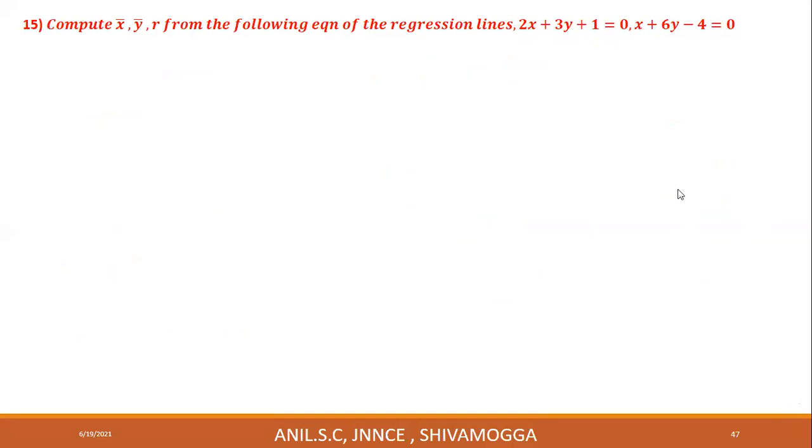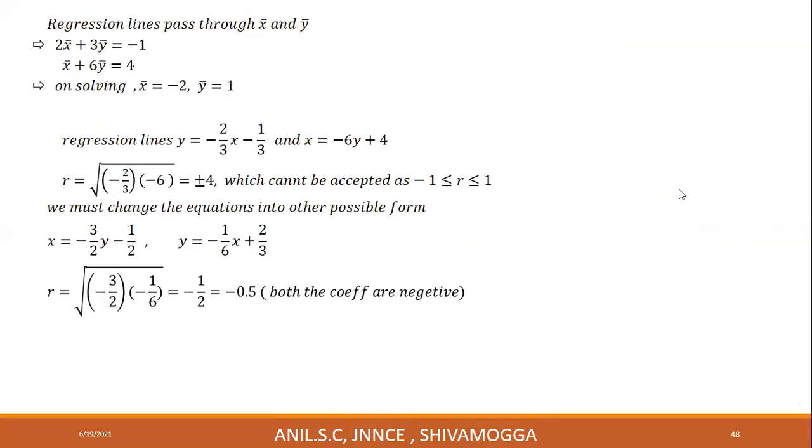So make a note of this: x bar is minus 2 and y bar is equal to 1. The earlier value was plus or minus 2, not 4, which cannot be accepted because r lies in the interval minus 1 to plus 1.